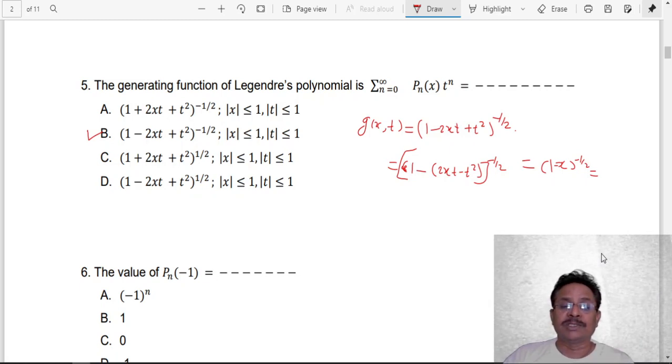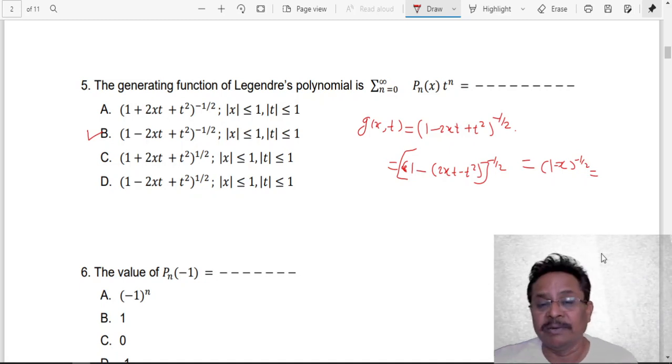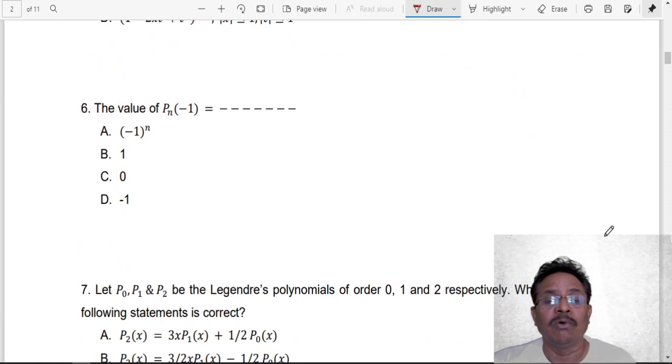If I go for this, I will get another expansion, but that is not going to be a Legendre function. Here also, this option C, 1 plus twice xt plus t square raised to plus 1 half, so that is the square root of that, is again not going to give a Legendre polynomial. And this, 1 minus twice xt plus t square, that is again the square root of this bracket term, also is not going to provide the correct answer. So question 5, B is the correct answer: 1 minus twice xt plus t square raised to minus half. So remember the generating function for the Legendre polynomial.